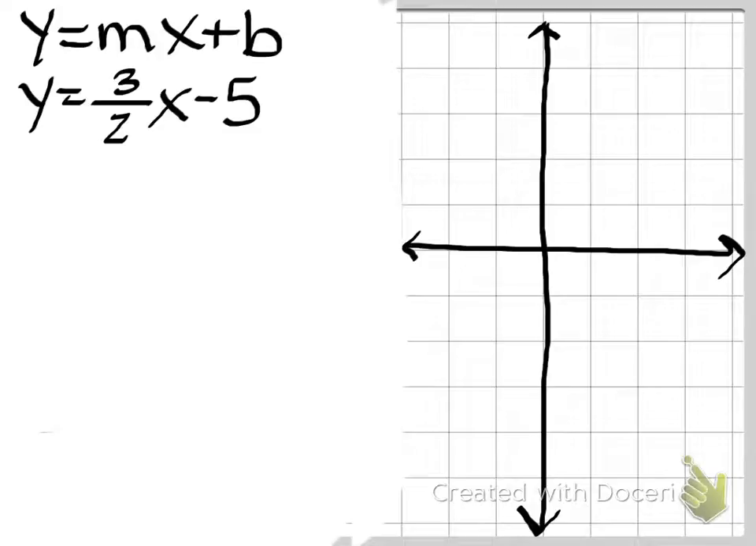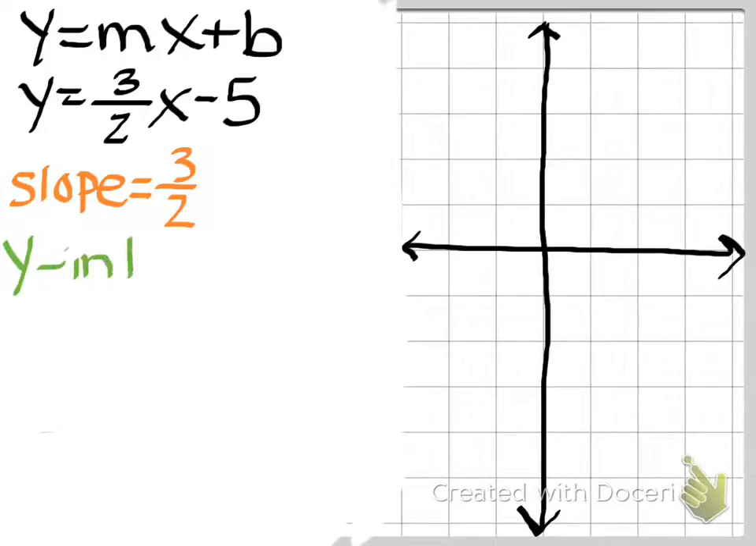For this problem, I took away the colors, so we can start thinking about the placement of the numbers and not just relying on the colors. Okay, so let's find the slope of this equation. Again, remember where it is. It should be the coefficient for the x. So this time we have 3 over 2 for our slope. And now our y-intercept. Remember that that's the constant, or the number by itself. So hopefully you said negative 5 is the y-intercept.